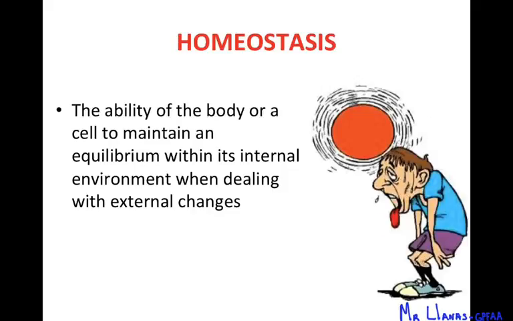All right, so homeostasis. The cell membrane is very important when it comes to homeostasis because it allows things to go in and out, and it allows things to be in equilibrium, which is what homeostasis is. It's just the ability of our bodies, or any cell, any organism, to maintain equilibrium with its internal environment when dealing with external factors or external changes.